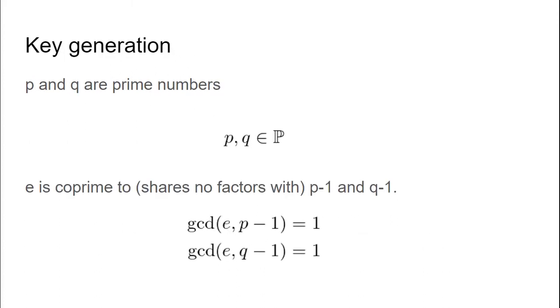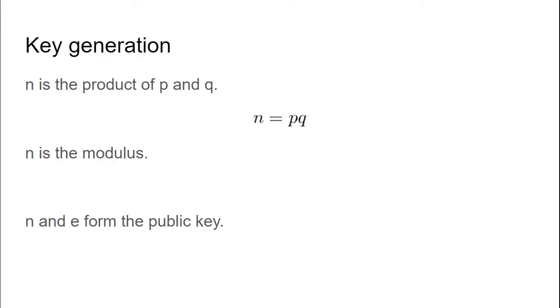So the first step in RSA key generation, where you make the public and private key that correspond with each other, is to pick two prime numbers, p and q, and you usually have an exponent already picked out, e, which has to be coprime, meaning it doesn't share any factors with p-1 and q-1. You multiply these primes together to get n, which is going to be your modulus. N and e together make up the public key. P and q are then used to generate the private key.